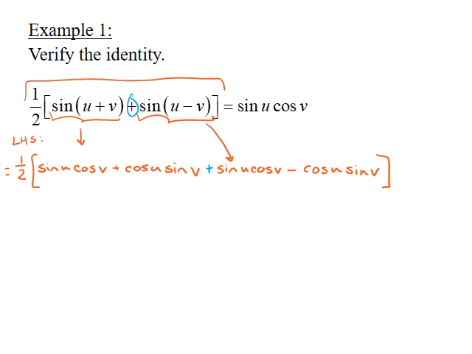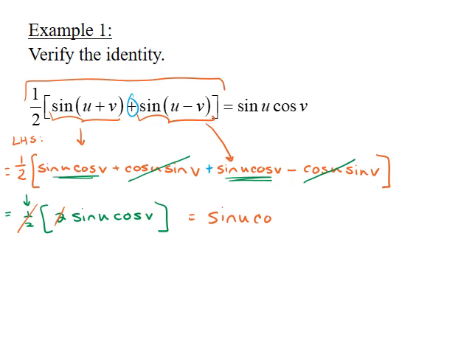Okay, well, this cancels out with this, and these are like terms. So we have this 1/2 on the outside. If we have 2 of those, this becomes 2 sine of u cos of v, and the 1/2 and the 2 cancel out, and we are left with sine of u cos of v. And we've just verified the identity.